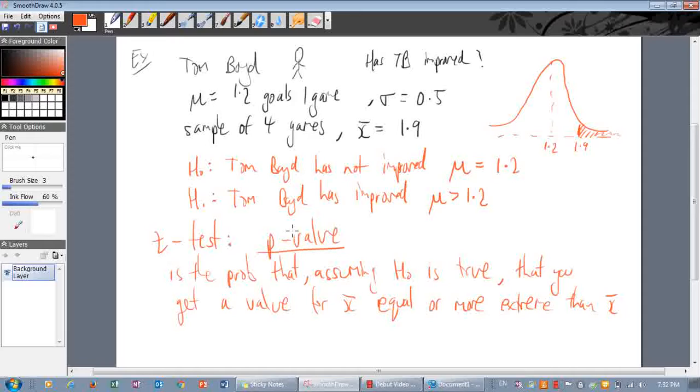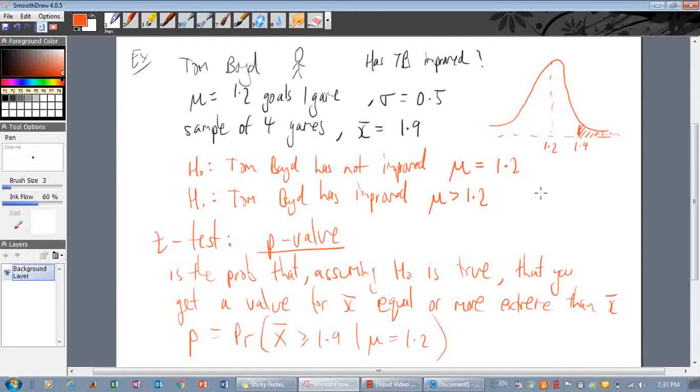So the p-value, the probability that assuming H0 is true, so assuming mu of 1.2, that you get a value for x bar equal or more extreme than 1.9. So in other words, P is equal to the probability that some x bar is greater or equal to 1.9 given that mu is equal to 1.2. Okay? Given that mu is equal to 1.2, what's the probability that you get a sample mean greater than 1.9, greater or equal to? And that gives you the p-value. So that tells you the probability that that H0 is true.